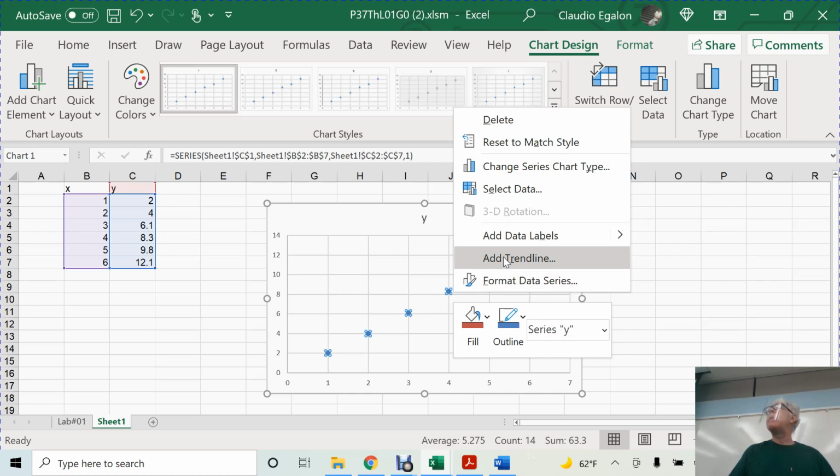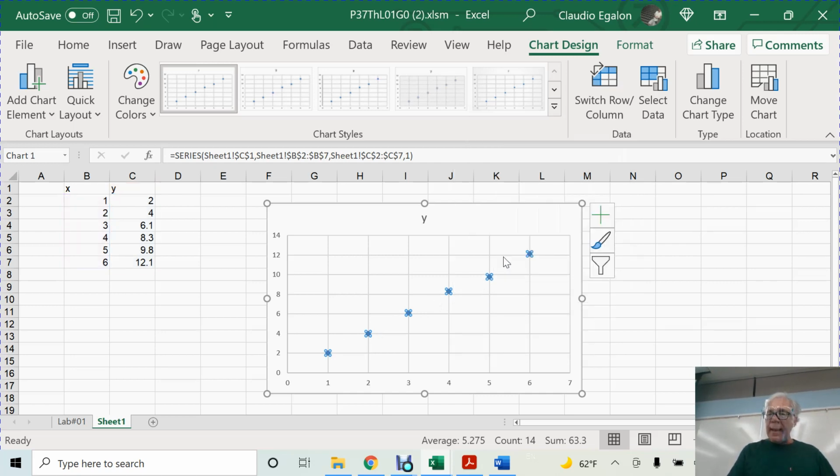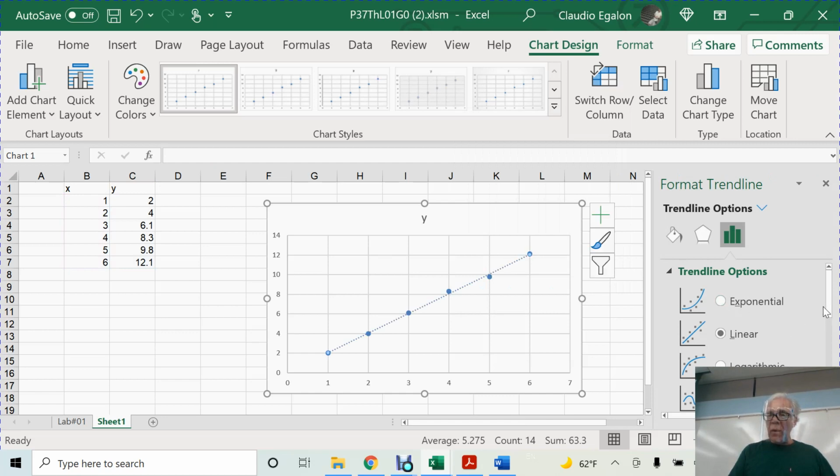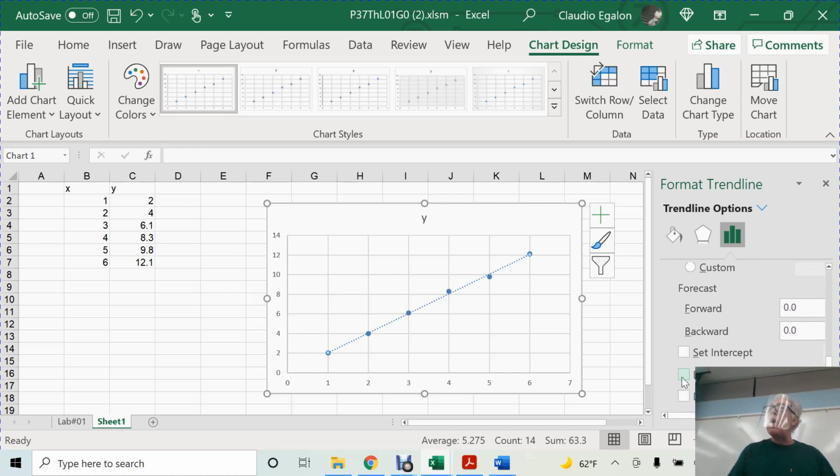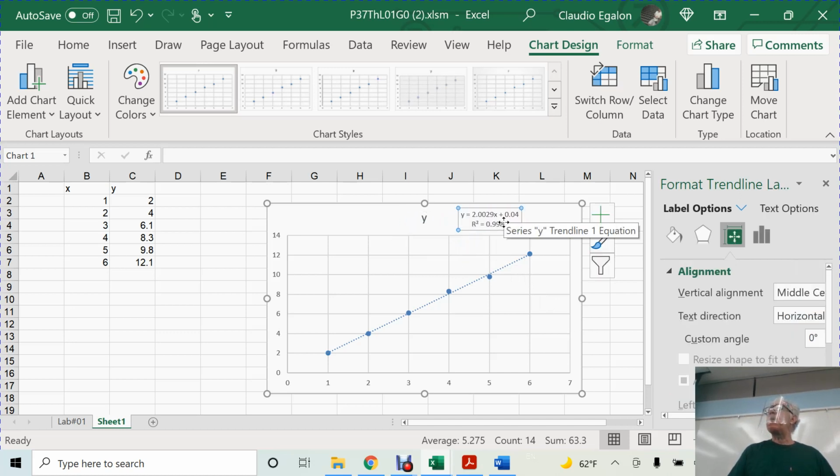Did you do that? Okay, and then here you go, let's wait. Linear is highlighted there. And you go down here in the pane, display equation on chart. Display R squared on chart. Okay? And then we have it. Right? Got it? The step by step is spelled out in the syllabus as well, okay?